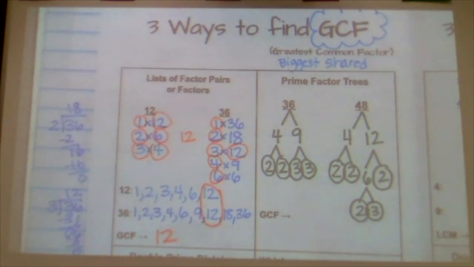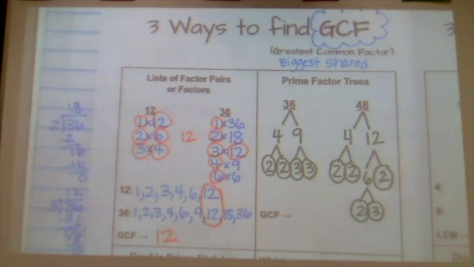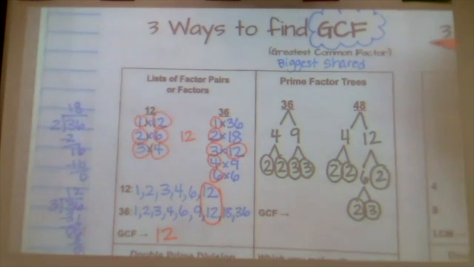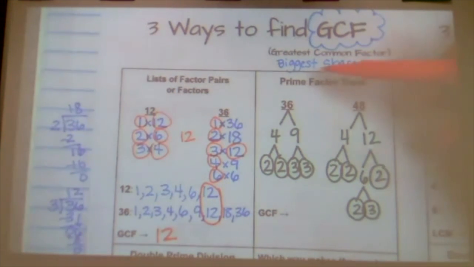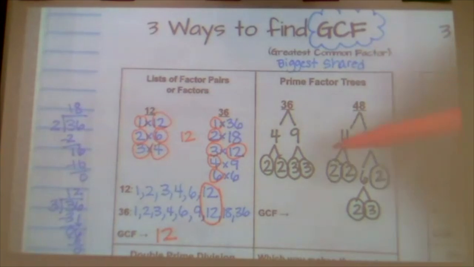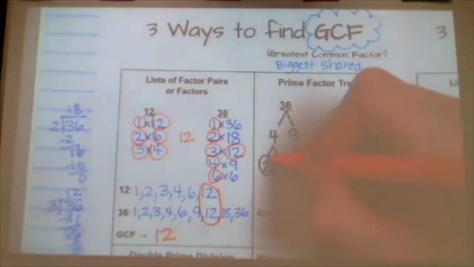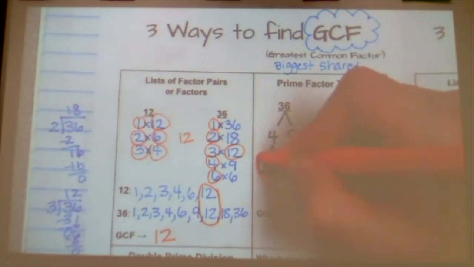So that was a lot of work to create these factor trees. But now I'm going to grab my orange marker again, and I'm going to show you how these factor trees can help you find the GCF without making the list that we did in the first option. So if I am looking for the biggest shared factor, I'm going to find the branches that they share. In orange, I'm going to circle the branches that they have in common.